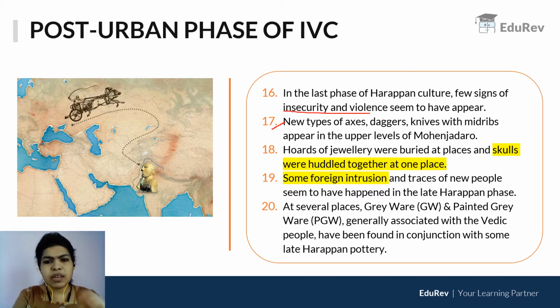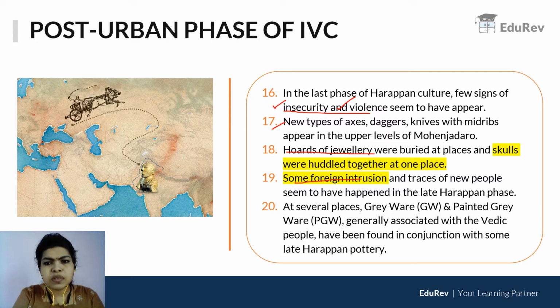So these appear in the upper levels of Mohenjo-daro. Not just that, very important, take a look at point number 18. Hoards of jewelry were buried at places, and nearby, skulls were huddled together at one place, meaning wherever you find such hoards of jewelry, people have been massacred. And at many places, not just on the hoards of jewelry, you can see some sort of skirmishes that happened at that point of time between the communities. So all this shows that there is some sort of insecurity and violence at a general scale.